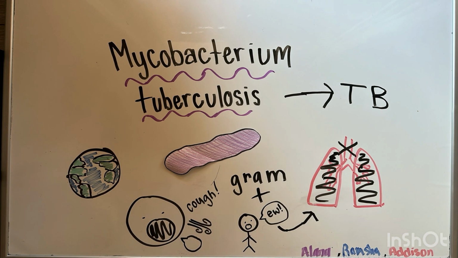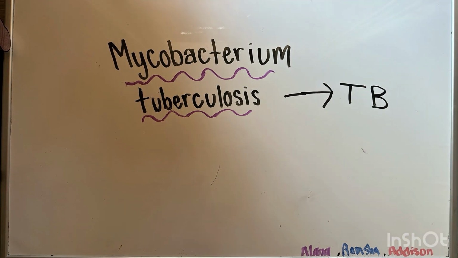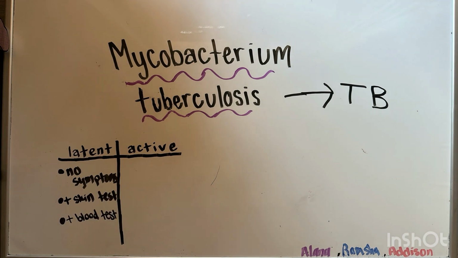Tuberculosis in humans can exist in two forms: latent TB infection and active TB disease. A person who has a latent TB infection is asymptomatic and cannot spread the infection to others. A latent TB infection can be indicated by a positive skin test or blood test.